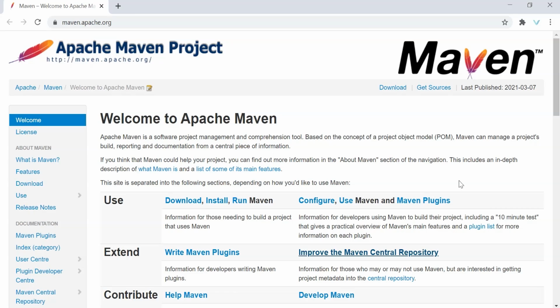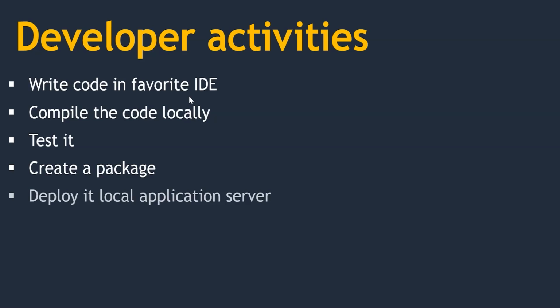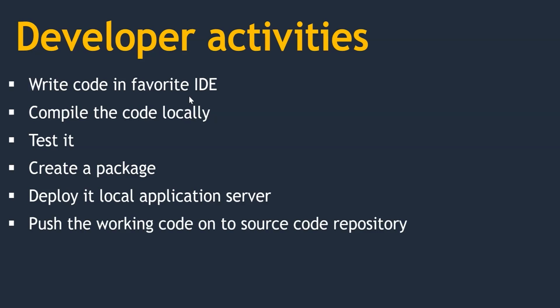Let's see what the day-to-day activities of a typical developer are. I have collected quite common day-to-day activities of a developer. Usually they start writing the code in their favorite IDE, then compile the code locally and test it. Once it is tested, they create a package and deploy it in a local application server, in case they have one, just to validate that the code is working on their local system. Once that is done, they push the working code onto the source code repository or source code management. These are quite common activities.